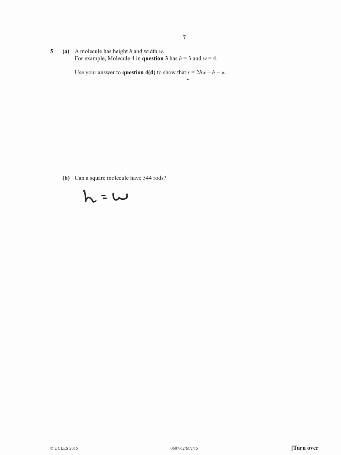So if h is equal to w, I can choose one of them, and I just chose to make them all w's. R, again, I'm just copying out this formula, equals 2 times w squared, take away, instead of an h, it's the same as a w, take away another w. Can it have 544 rods? Now 544 is R, so 544 will have to equal 2w squared minus, sorry, hang on, we've got minus 2 w's, haven't we? Take away 2 w's if I simplify.